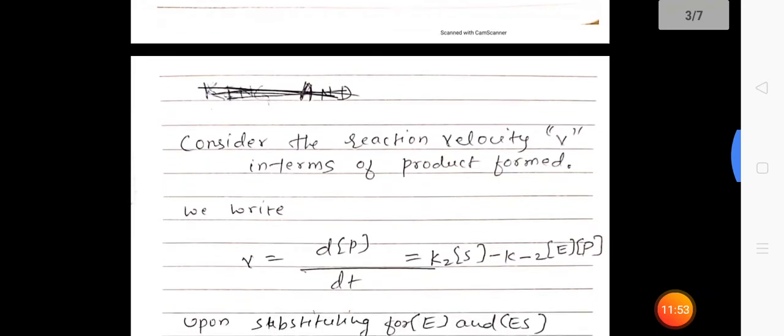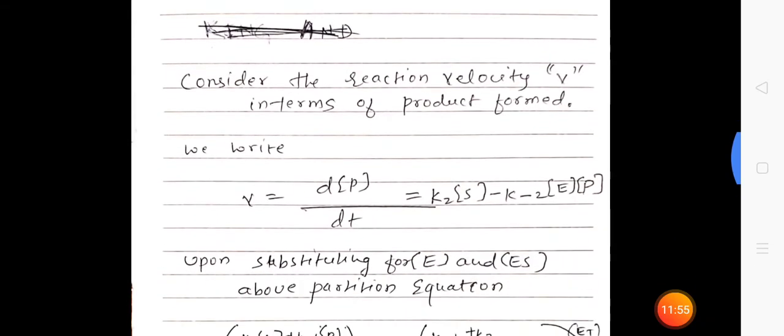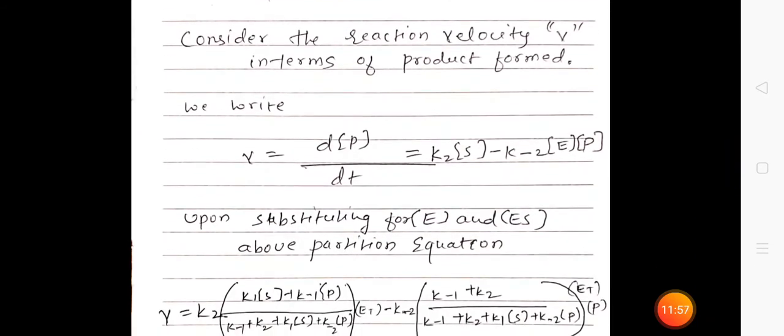Consider the reaction velocity in terms of the product form. As you know the product form is there, so consider the reaction velocity in terms of the product. Velocity is equal to d product concentration divided by dt, which is equal to k2 into enzyme substrate concentration minus k minus 2 into enzyme concentration into product concentration.